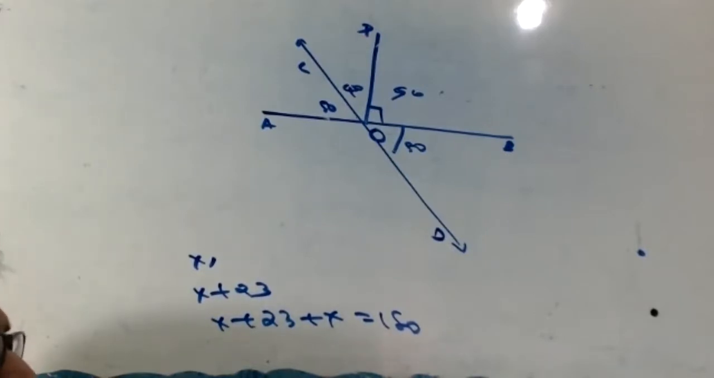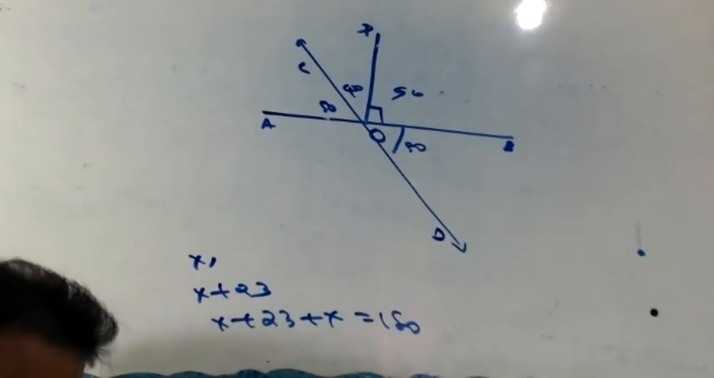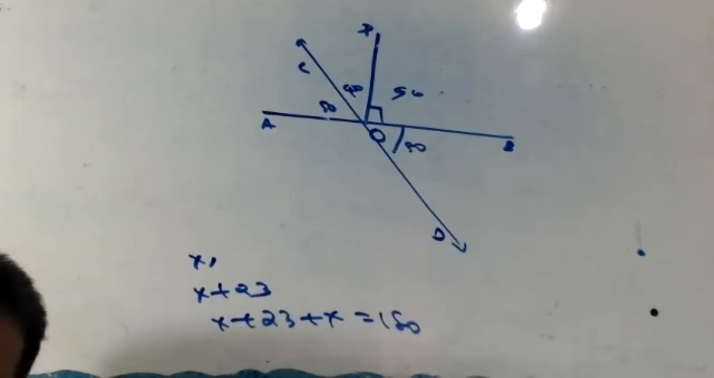2x equal to 180 minus 23. 180 minus 23, how much? 157. So x is how much? 157 divided by 2. 78.5 and 101.5. Right? Okay.